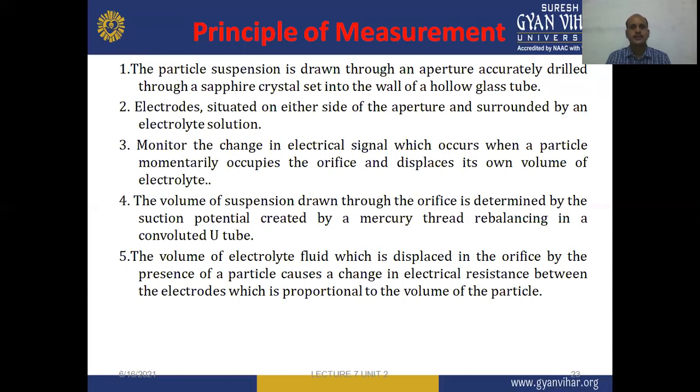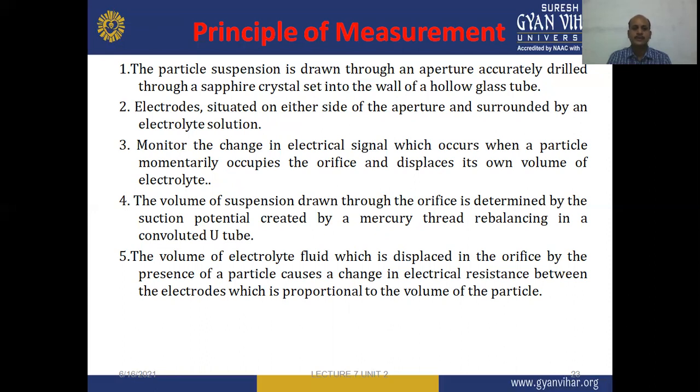So, in detail, the principle of measurement of the particle volume measurement method: the particle suspension is drawn through an aperture which is accurately drilled through a sapphire crystal set into the wall of a hollow glass tube. Electrodes are situated on either side of the aperture and surrounded by an electrolyte solution. They monitor the change in electrical signal which occurs when a particle momentarily occupies the orifice and displaces its own volume of electrolyte. The volume of suspension drawn through the orifice is determined by the suction potential created by a mercury rate rebalancing in a convoluted tube.